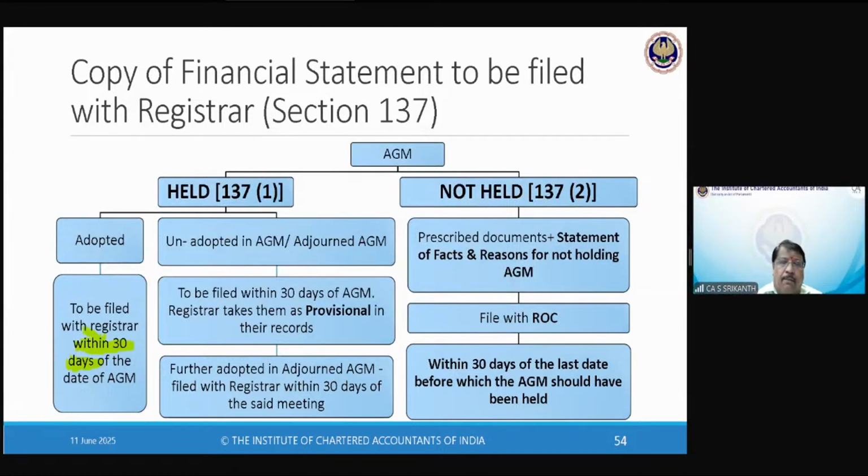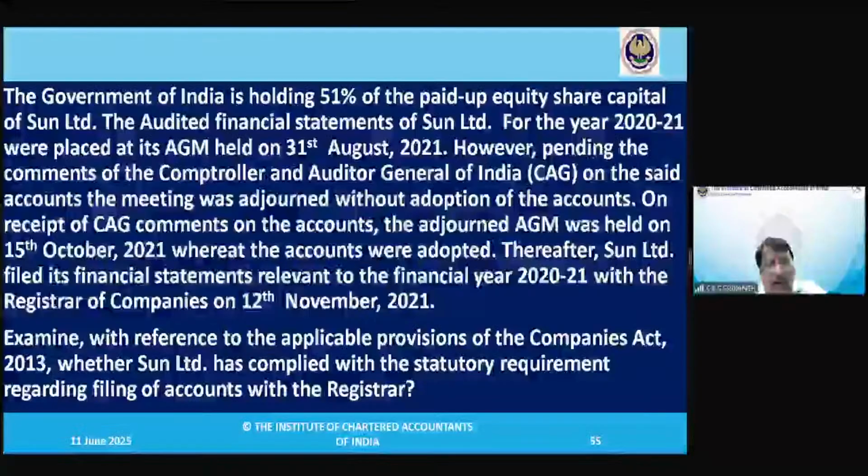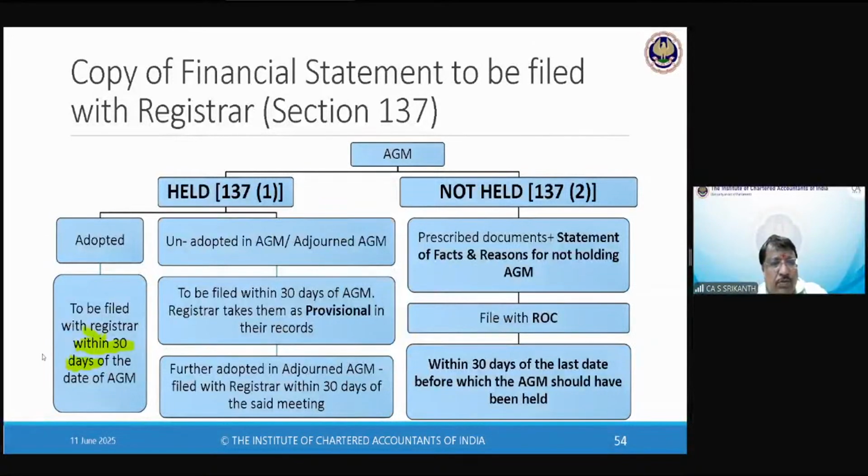Now, there are two categories here. One is where the company has not held the AGM. The other is where it has held the AGM. Let us take the good boys first. This is a company which got its accounts nicely audited. It held the AGM. Got it? Now there's one more category. AGM was held, accounts were adopted. No problem. You have to file the financial statement within 30 days of the date of the AGM. That's all.